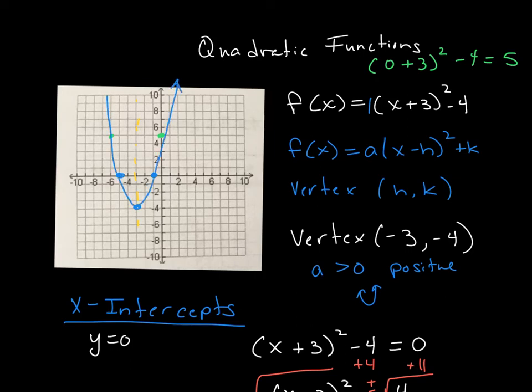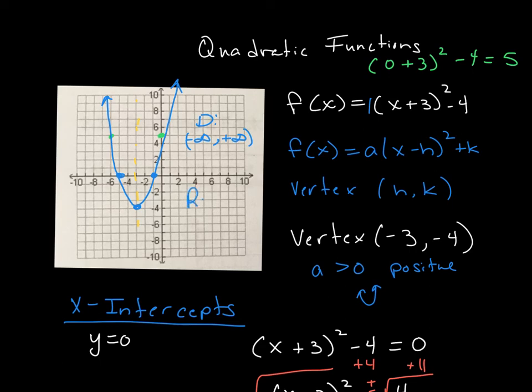Now, what is the domain for this parabola? The domain is all real numbers. The domain goes from negative infinity to positive infinity.